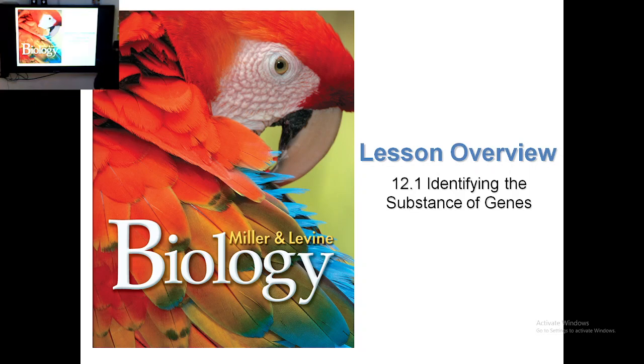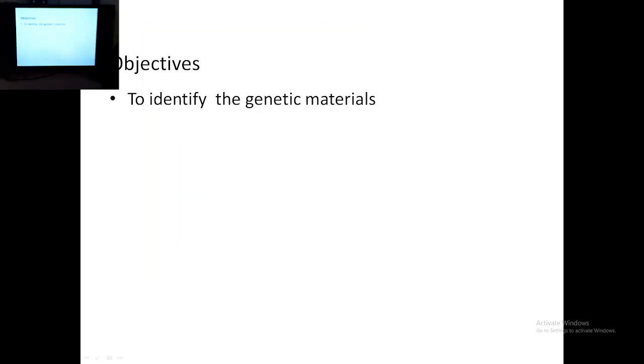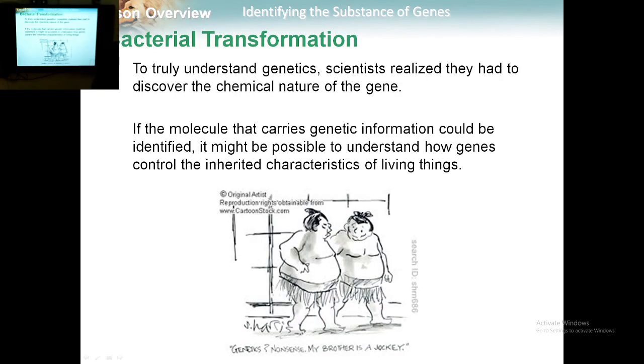When we know what is the chemical nature of the gene, we can understand how the gene will affect the functions of the body. For my objective today, I need to identify the genetic material. Again, we need to discover the chemical nature of the gene, and if we know it, we will understand how the genes control the inherited characteristics of living things.